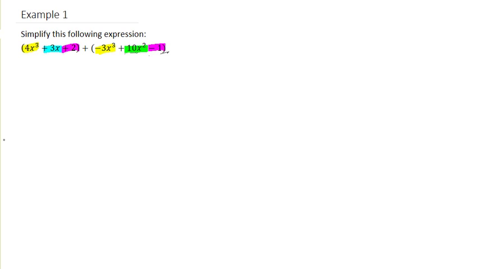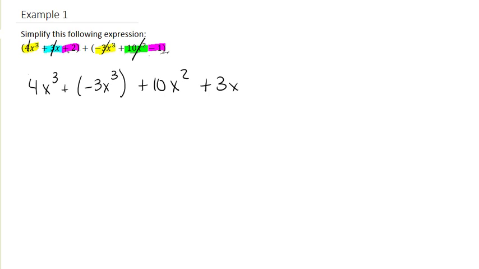So let's go ahead and rewrite this out with the combined ones close to each other now. So now we have 4x to the third plus minus 3x to the third. So we've dealt with these two. Then we'll go plus 10x squared plus 3x. So we've dealt with these two. And then we'll go plus 2 minus 1. So now we will go ahead and add these two together, and then we'll add these two together.